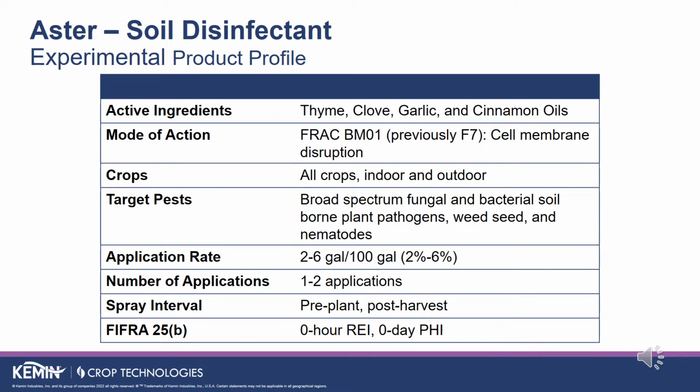The application rate is 2 to 6 gallons per 100 gallons, with one application, but possibly two, intended for a pre-plant spray interval initial application, and then a second application could be either post-harvest or as needed. It is a FIFRA 25B product, so it's a 0 REI and a 0-day PHI.